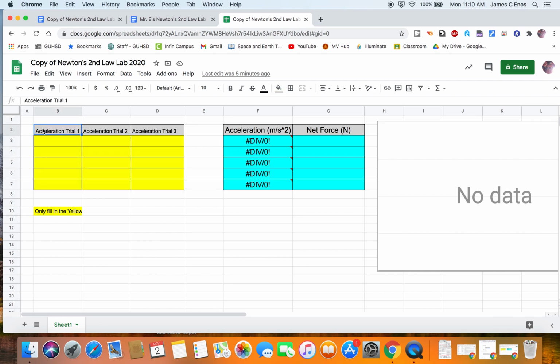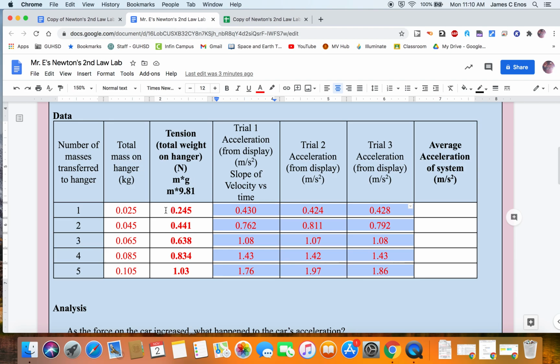So I'm going to click on the top left. When you paste into a Google Sheet, it pastes below and to the right. So I'm going to paste here, Control V to paste my data, and then it pastes my data into this data table, allowing now the acceleration data to populate there. I'm going to also go back and copy my net force. That is the force from this hanger, the tension force on the hanger. So I'm going to go Control C to copy that.